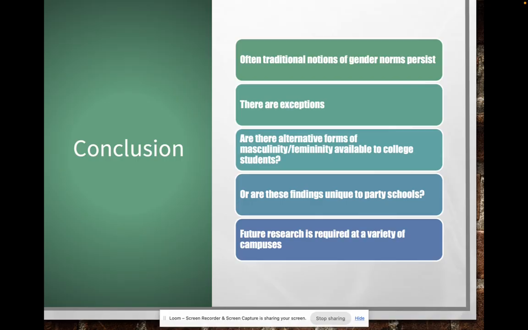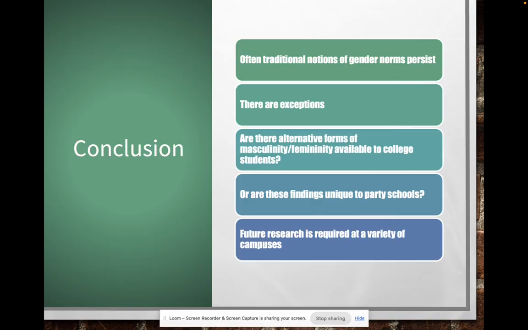So I've always wondered, are there alternative forms of masculinity and femininity available to college students? That would make sense developmentally, right? Because college is supposed to be this time where you're learning about yourself as an adult for the first time, you're exploring new hobbies, new experiences. So perhaps the masculine and feminine norms are a little less rigid because of what we expect from college students.